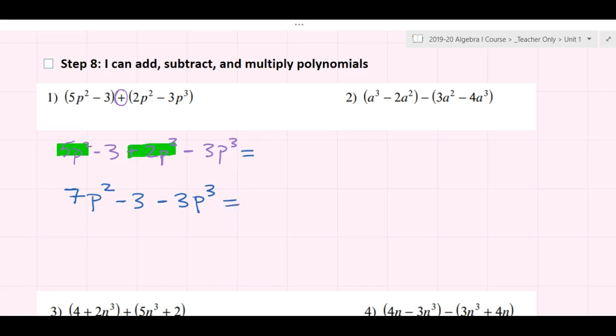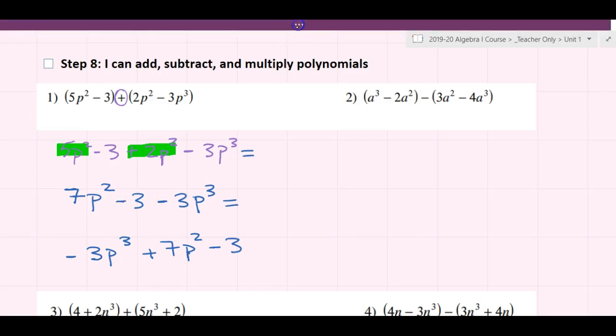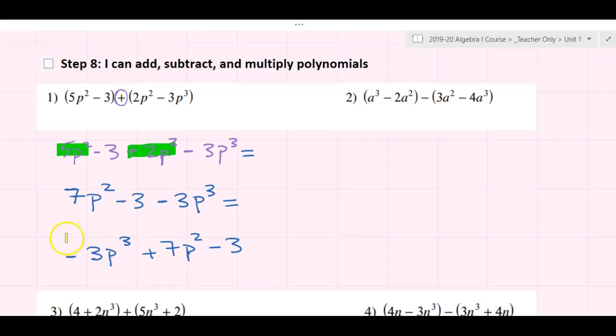The only step we can take further is to put it in order from highest power to lowest power. Not necessary, but nice. P cubed is the highest power. We had to take the negative 3 with it. P squared is the second highest power, was a positive 7. And then our constant is negative 3. So here we have our final answer with the two polynomials added together.